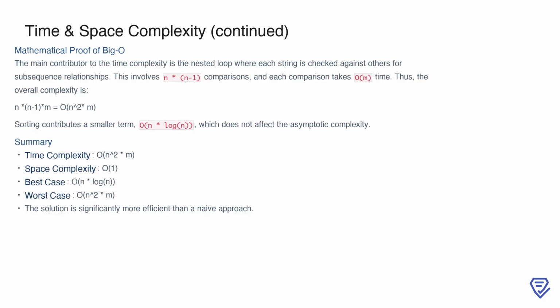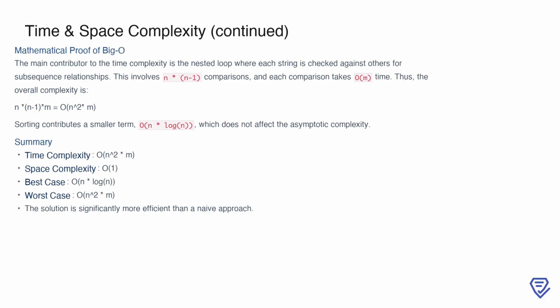This involves n*(n-1) comparisons, and each comparison takes O(m) time. Multiplying these, we get n*(n-1)*m, which simplifies to O(n*m) in asymptotic terms. The sorting operation, which contributes O(n*log n), is a smaller term and does not affect the overall complexity.